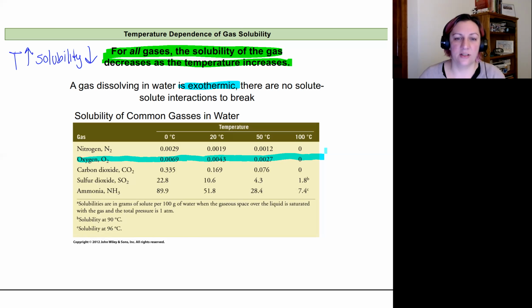Now, this is another interesting comparison to see. Look at the numeric value difference between things like nitrogen, oxygen, and carbon dioxide with sulfur dioxide and ammonium. They're dramatically different. We're talking about less than 1 gram for nitrogen, oxygen, and carbon dioxide dissolving in 100 grams versus ammonium, where it's 89.9. So in this case, more is going on than just a gas particle going from the gas phase to being surrounded and forming intermolecular forces with water and hanging out in the water.